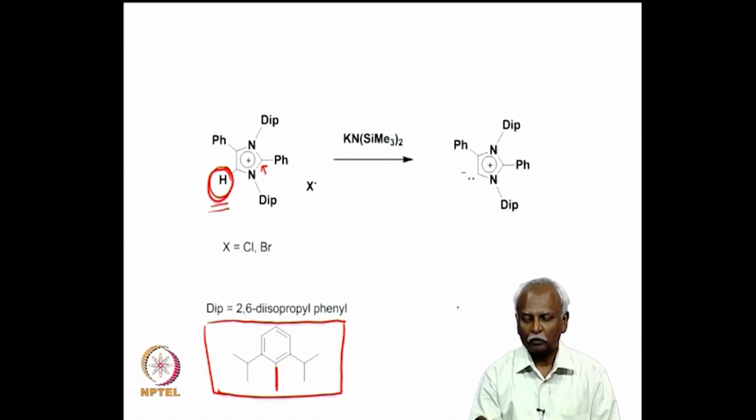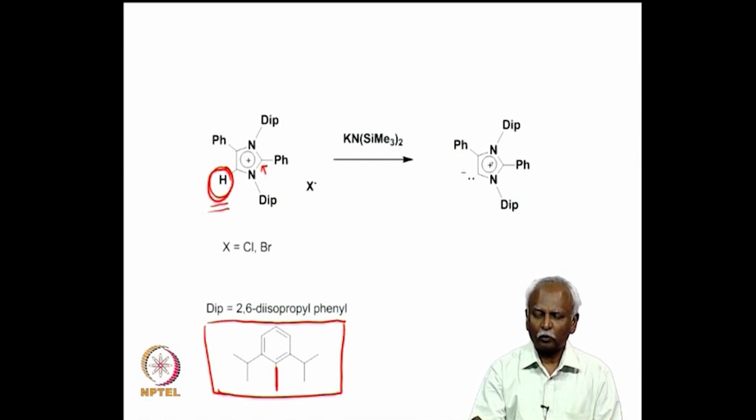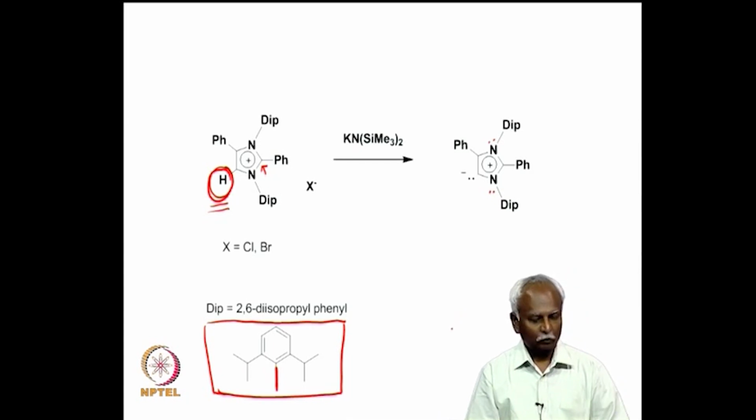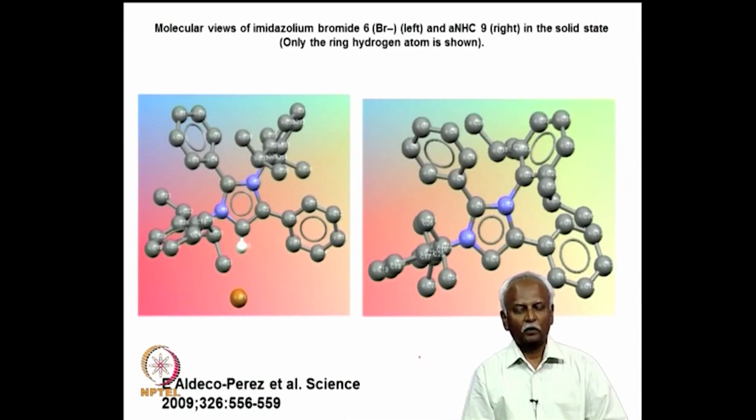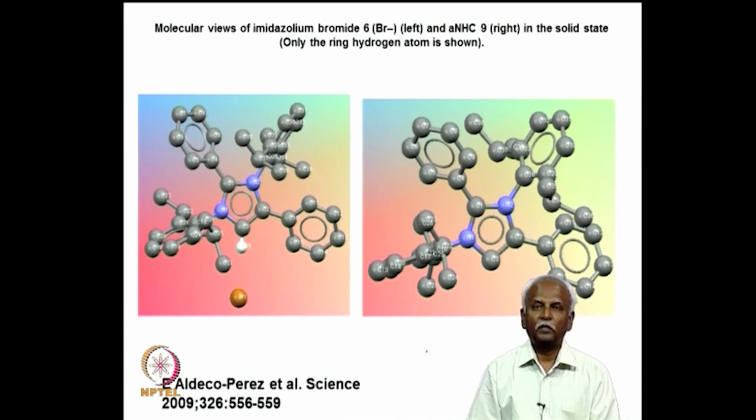So, you form a carbene carbon. Now, this has got a positive charge delocalized here because of the nitrogen lone pairs which are delocalized into this carbon, and it has this negative charge which is in the plane perpendicular to the plane of the pi system. So, let us see what happens if you take a crystal structure of these molecules.